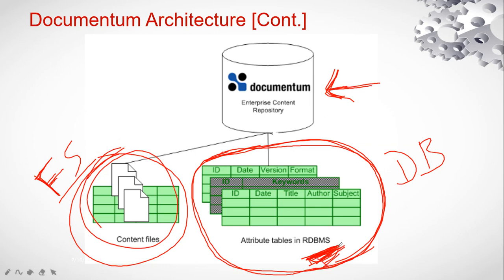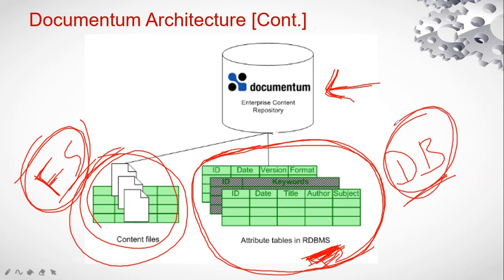So this repository consists of two parts. One is the file system and one is the database part. The file system will have the actual content files, and the database tables will have the metadata.